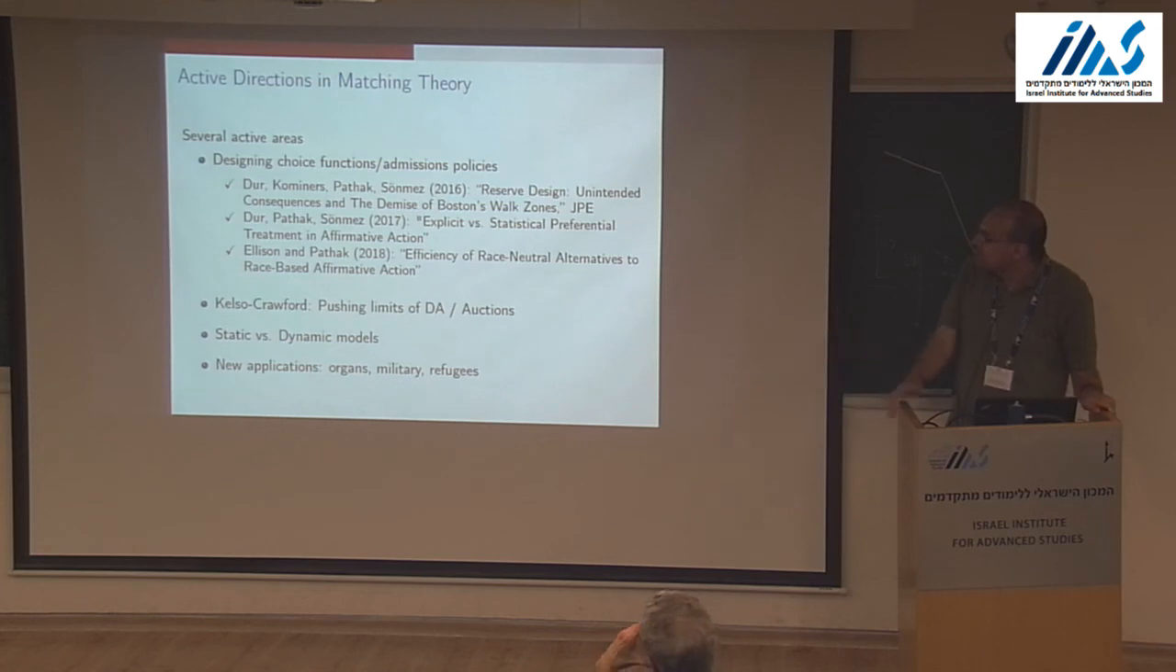Other directions where things are quite active involve pushing the limits of deferred acceptance, thinking about incorporating prices into deferred acceptance, static versus dynamic models. Nikhil will talk a bit about kidney exchange. That's a place where dynamics are quite important. This literature is often inspired by very practical applications. One of the most exciting domains people are working on now involves refugee assignment and the ways refugees get placed into different countries and within countries.